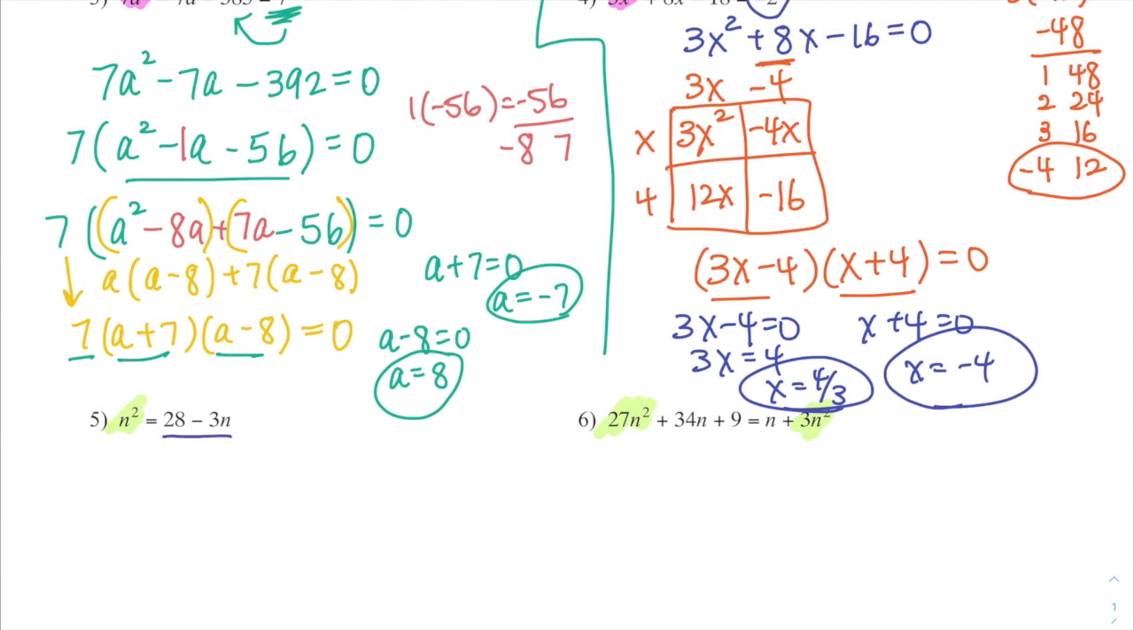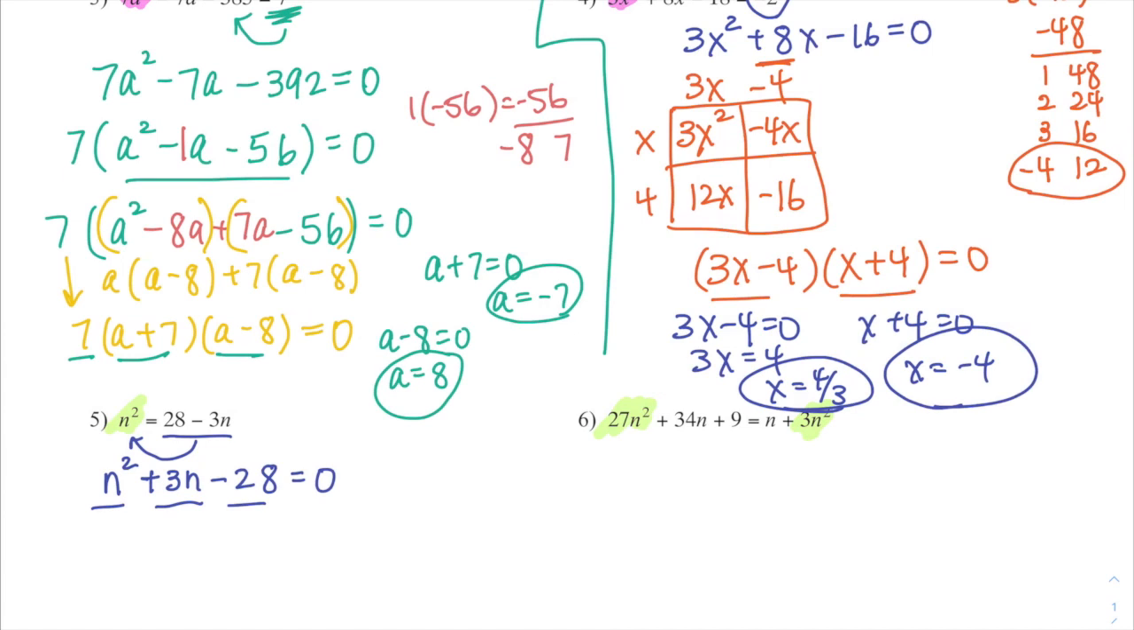So in number 5, there are no squared terms on the right side. So if I move everything over to the left, my squared term remains positive. There'll be a positive 3n and a negative 28. Now remember to write it in order: your squared term, the linear term, the one that just has the variable to the first power, and then the constant.